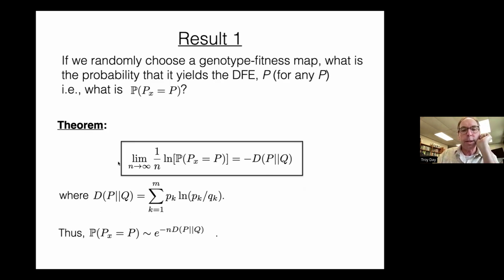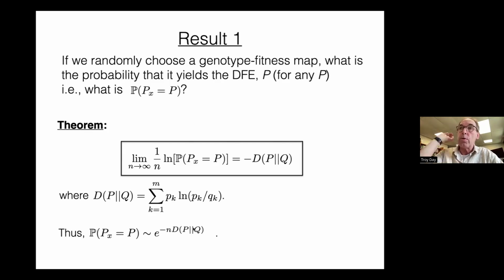And so what this means is if I exponentiate both sides, the probability in the large N limit of getting any particular DFE is exponential in the distance between the distribution of interest and Q. And it's exponentially small as N gets big, of course, because there are many, many possible DFEs. Any one of them has a probability that gets very small as N gets big. But I can compute the asymptotic probability of any one of those of interest. So that's the first result that is going to be important.